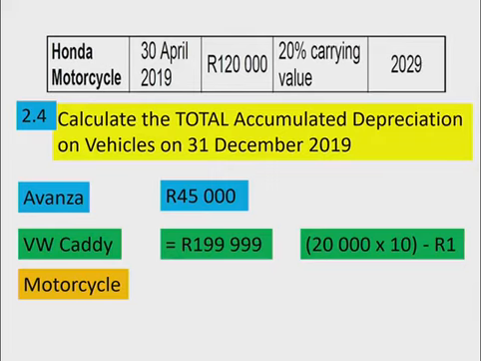Right, so what's happening with the motorcycle? It says that we bought it on the 30th of April. And we want the accumulated on the 31st of December. Now remember, we're in the same financial year, but we cannot count April. Why? Because it was bought at the end of April. So we need to count from May until December. Okay, so that gives me 8 months.